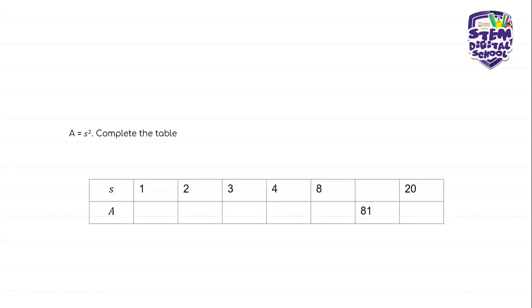So the first one there, you'll find that A is equal to 1 multiplied by 1. And then when you multiply 1 by 1, you get 1. So the area there will be equal to 1 if the side is 1 unit. I've done the first one for you in the chat there. Can we find the second one?